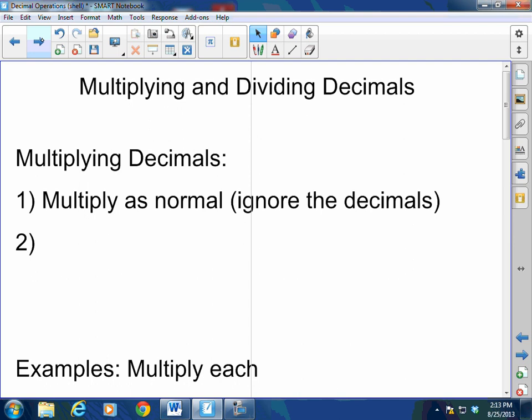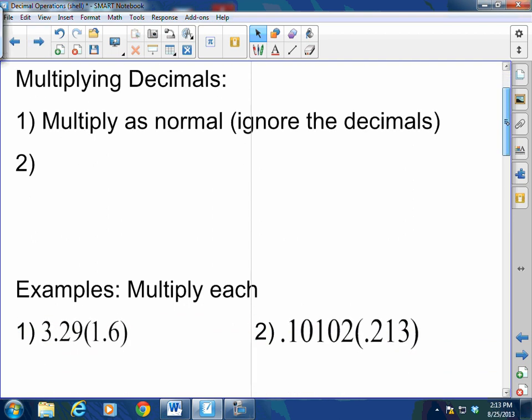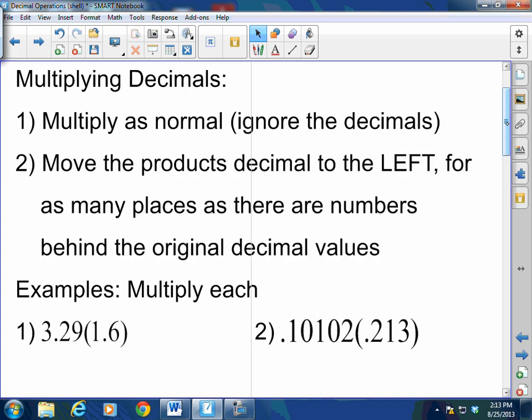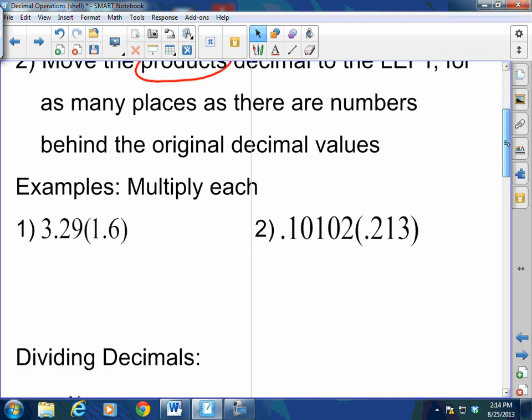And just ignore the decimals at first, okay? So just multiply as normal, I promise, and just ignore the decimals. Once you have the product, move the product's decimal. Product, by the way, is the answer to a multiplication problem, just in case you didn't know. So move the product's decimal to the left for as many places as there are numbers behind the original decimal value. I'm going to explain that right now, and the best way to explain that is with actual problems.